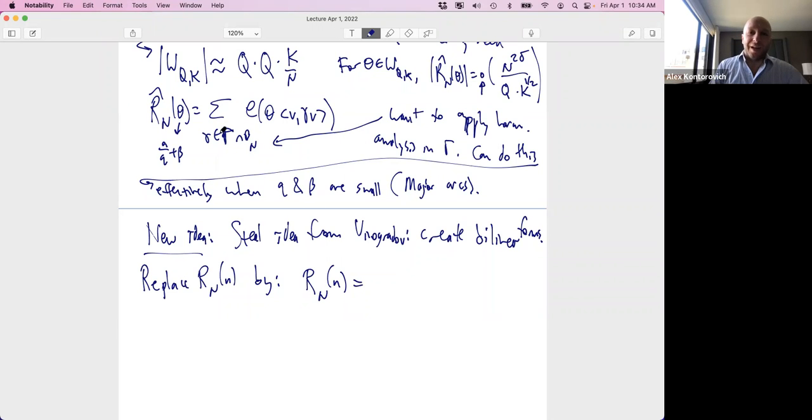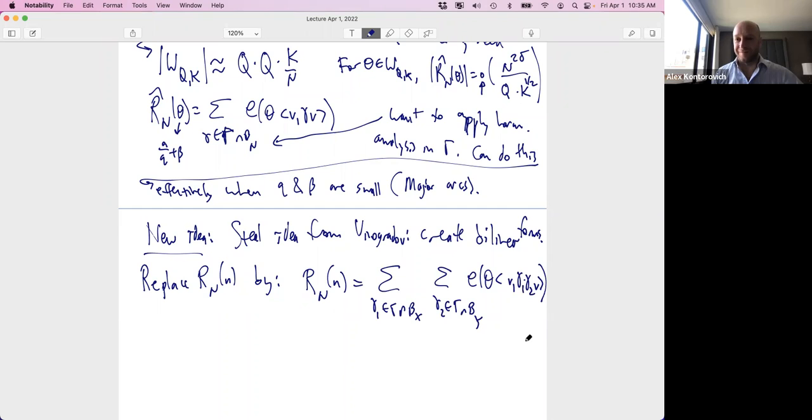What we want to do is not sum over a single ball, but let's say a pair of balls, just to get started. So gamma 1 in a ball of size x, gamma 2 in a ball of size y, e^(2πiθ·v), where v is gamma 1 times gamma 2. So why has this helped? And x and y are new parameters that we're going to analyze.